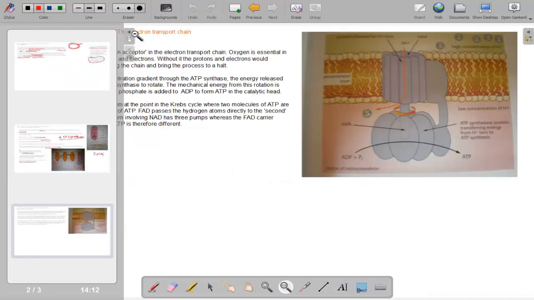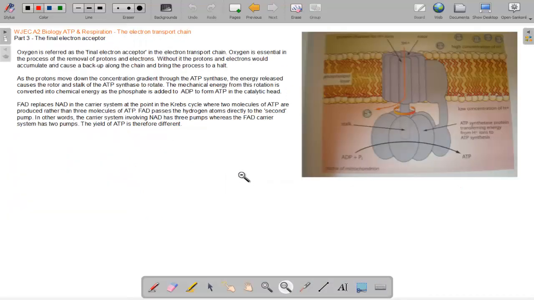So now finally we move on to part 3 and our final component, if oxygen is available. So oxygen is preferred as the final electron acceptor. Sounds like a very big role to have in the electron transport chain. Oxygen is essential in the process of the removal of protons and electrons. Without it, the protons and electrons will accumulate and cause a backup along the chain and bring the process to a halt. By a backup, they mean a backup of H plus ions and floating spare electrons, really.